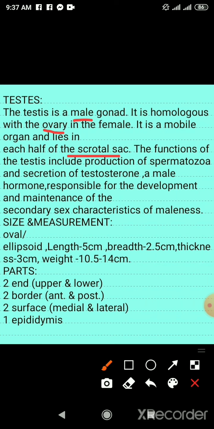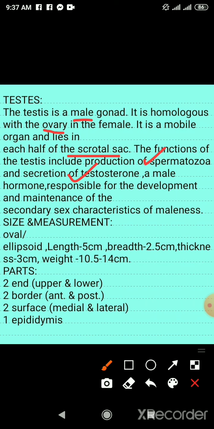The main functions of the testis include the production of the spermatozoa and secretion of a hormone that is known as testosterone, for which the male pattern is seen. That means the testosterone is responsible for the development of the secondary sexual characteristics of the male.